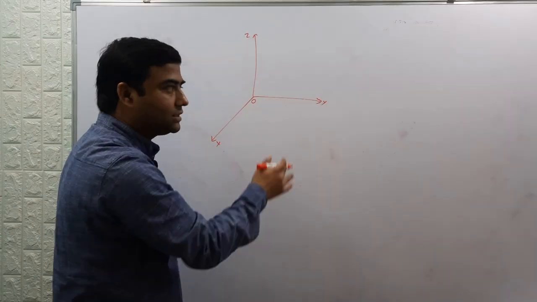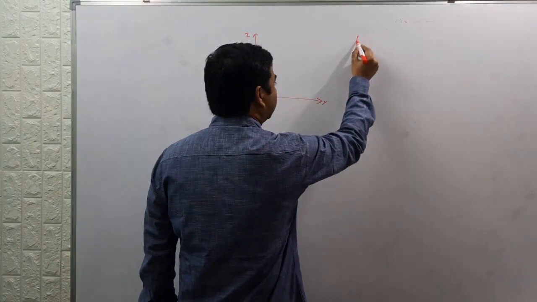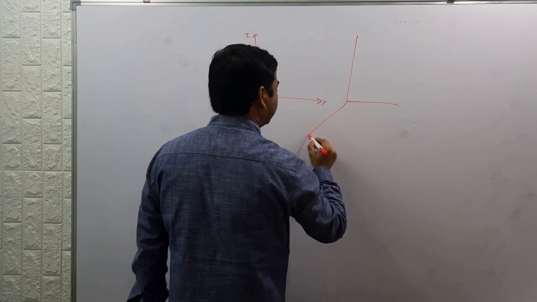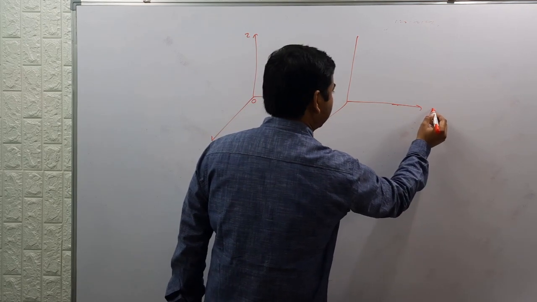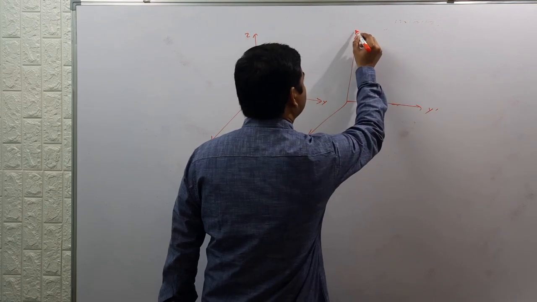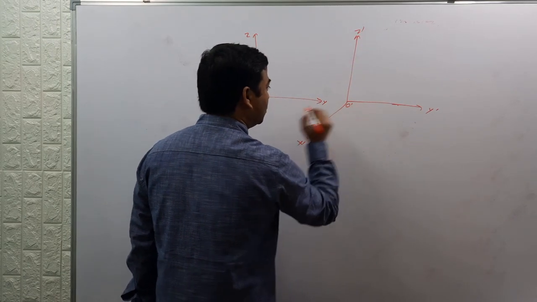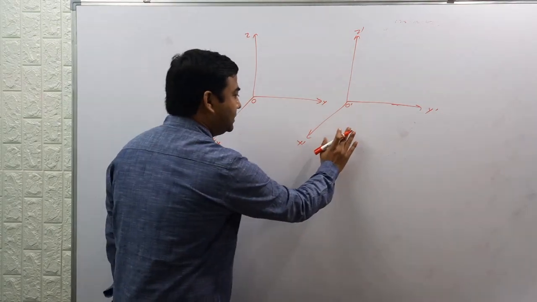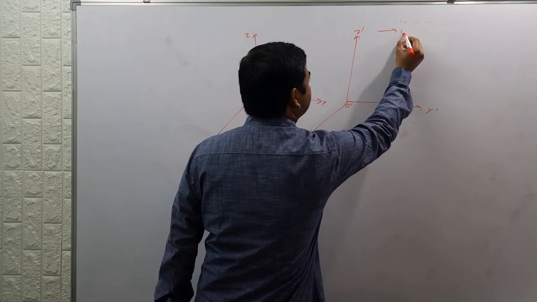X, Y, Z coordinate system. This is one reference frame. Another reference frame: this is Y dash, this is Z dash, this is X dash, and this is O dash. And this reference frame is moving with velocity v.